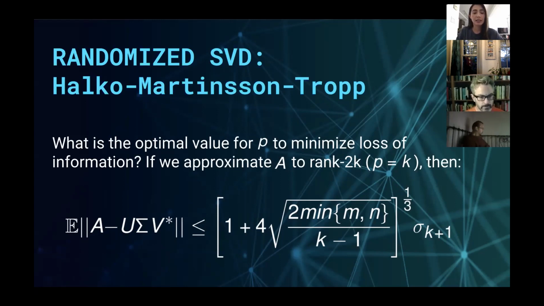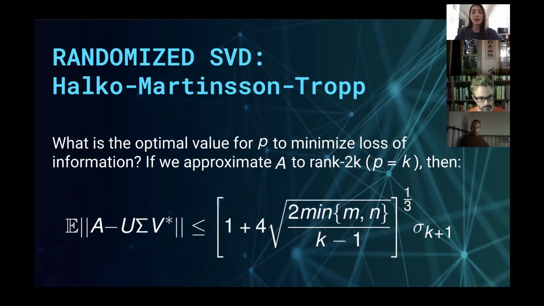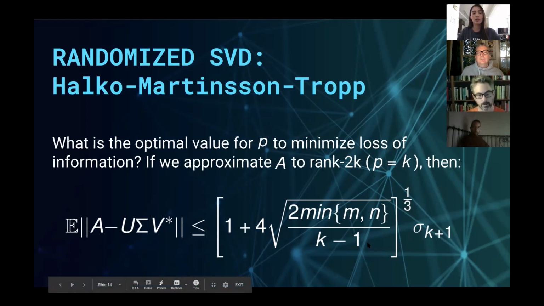And we find that the expected value of the difference between my original matrix and my decomposed matrix is bounded by the expression that we see here. At the end, this is going to be bounded by the K plus 1 singular value. When we have matrices where the singular values decay fast, this error can be very minimal. This 1/3 that we see here is when I pick P equals K. If you pick a larger P, of course, this exponent is going to be smaller, and my error is going to be smaller and smaller.